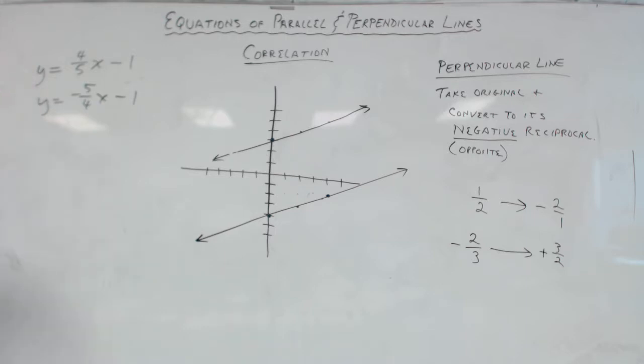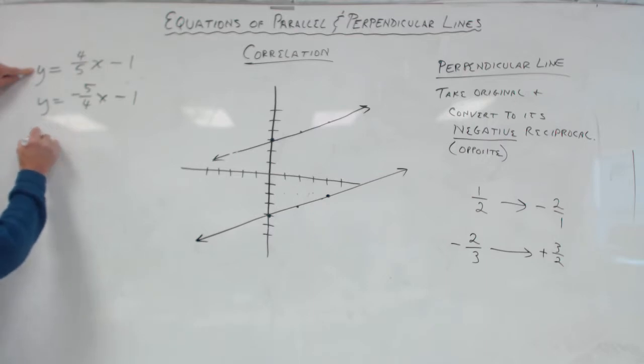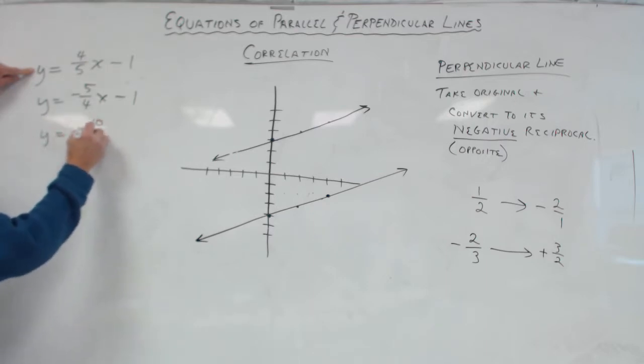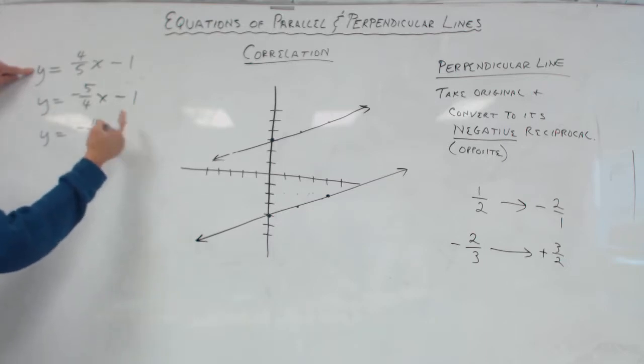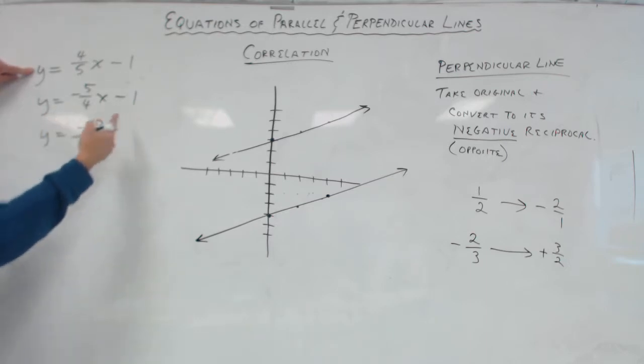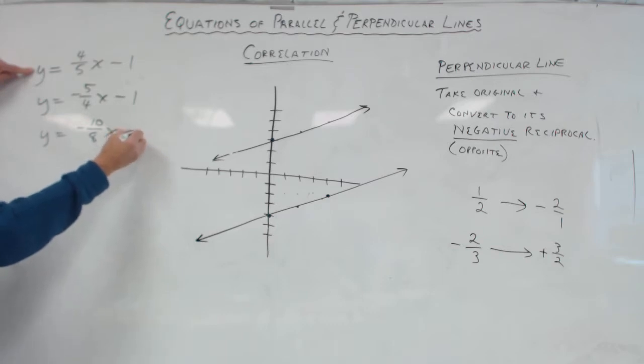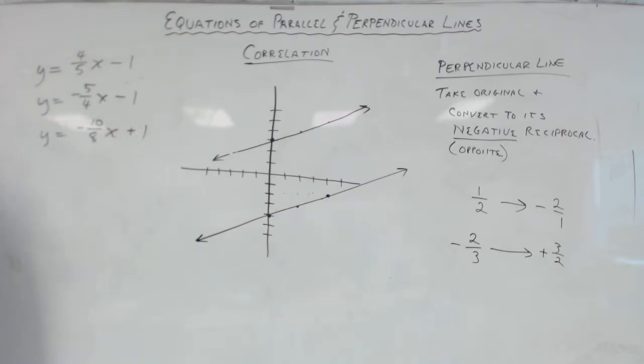Okay, somebody else. James. Another equation that is perpendicular. Negative 10 over 8, would that work? So y is equal to negative 10 over 8 x minus 1. Well, that would be identical to this. So how about plus 1? Sure, that's fine. Or minus 2.